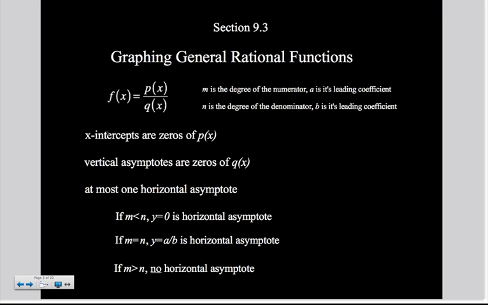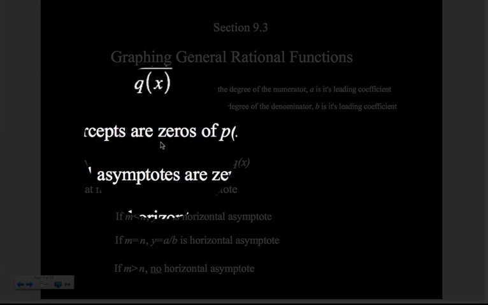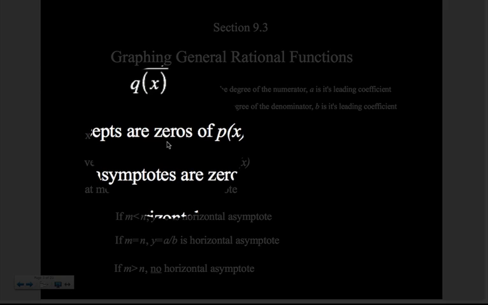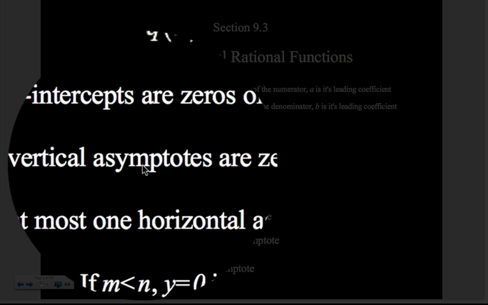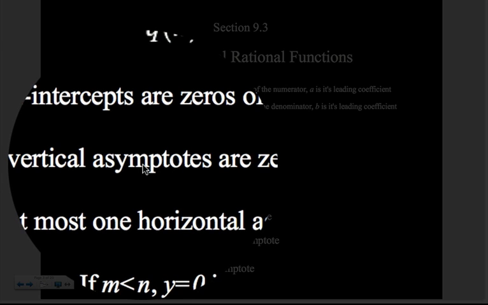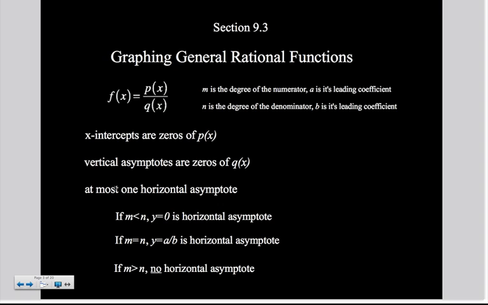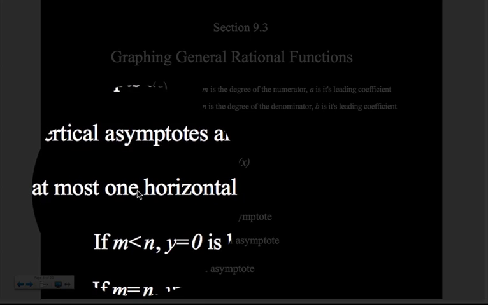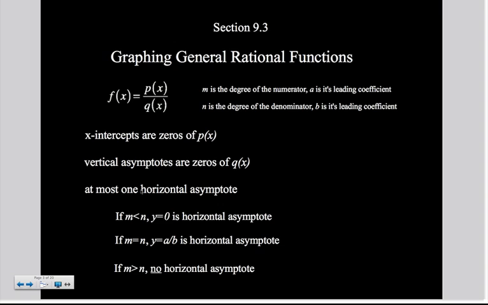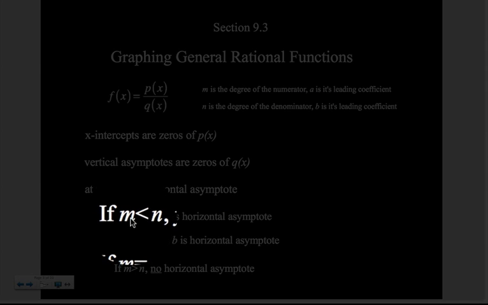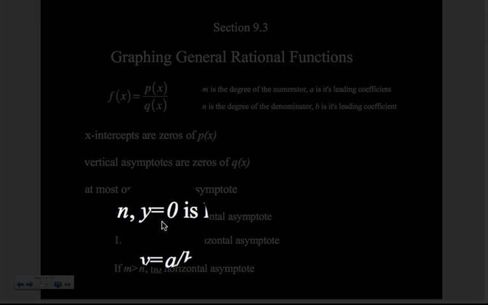Now there are some very simple steps to go about graphing general rational functions. We're going to begin by finding the x-intercepts, which are the zeros of the function in the numerator. We're going to find vertical asymptotes, which are the zeros of the function in the denominator. And we're going to follow a set of rules to find out if there is a horizontal asymptote, and if so, what is it. We do this by comparing the degrees of the polynomials in the numerator and the denominator. So if the numerator has a smaller degree than the denominator, y equals 0 is the horizontal asymptote, which would be the x-axis.